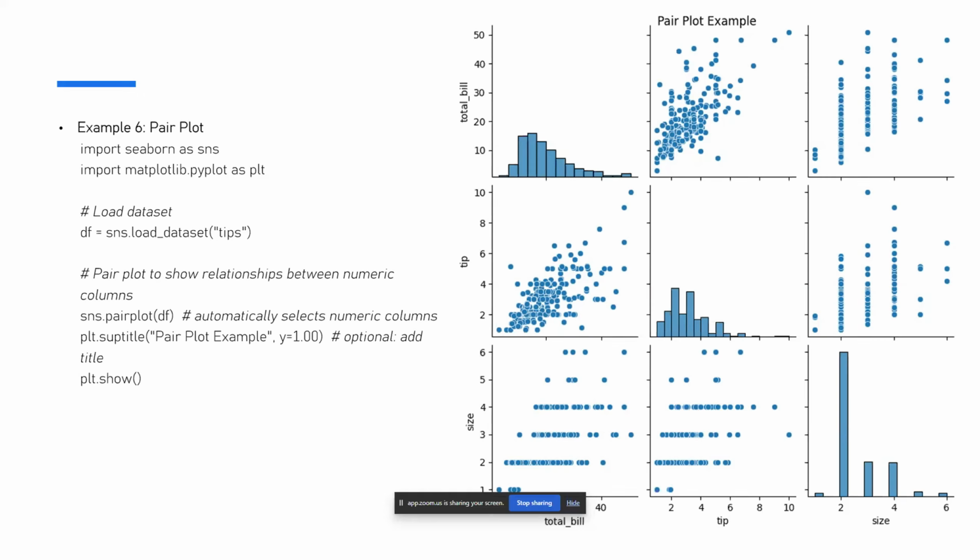So again, we're gonna load the dataset and then sns.pairplot(df) automatically selects all the numeric columns like total bill, tip, size, and creates scatter plots for each pair. For example, you can see how total bill and tips here are related. And then the diagonal shows the histogram of each numeric column. So you can see the distribution of values. And then the line plt.suptitle pair plot example y equals 1, that just adds the title above the plot and plt.show displays the pair plot on screen.